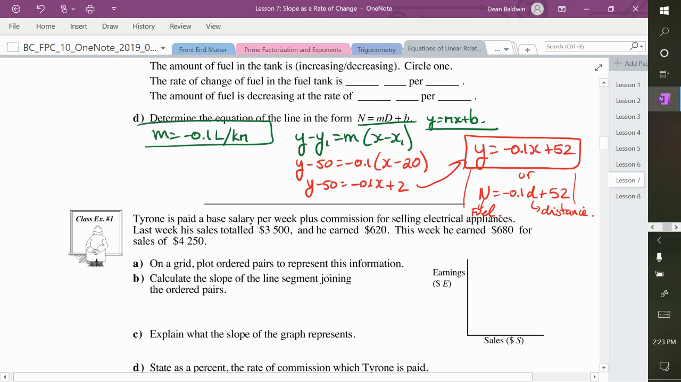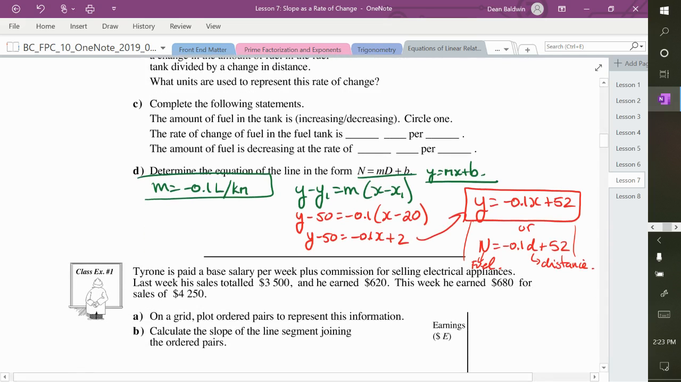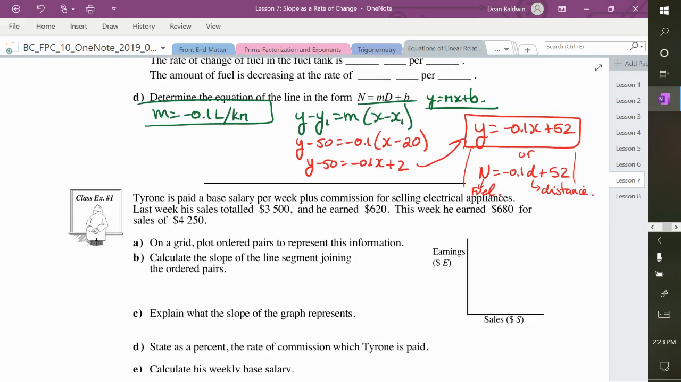Now, I don't care on a test, but because they're talking about distance and number of liters, they use the symbols N and D. D is distance, N is the amount of fuel you have in your tank. So I just changed the Y, which is on the Y-axis, to the N value, and distance is the X-axis, so that's why I changed the X to a D. But it's the exact same equation, they just changed the variables. Is that okay?